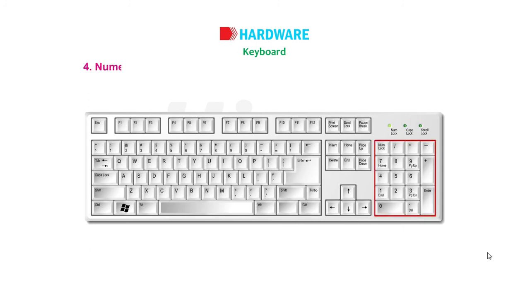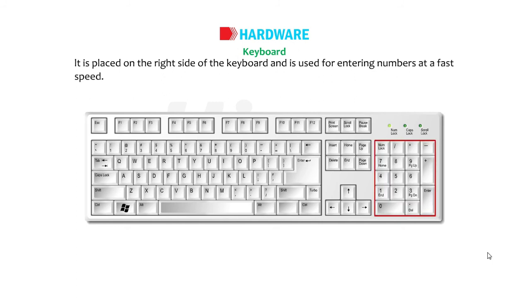Number 4. Numeric keypad. The numeric keypad consists of number keys from 0 to 9, the arithmetic operators, and the decimal point, similar to the keys of a calculator. It is placed on the right side of the keyboard and is used for entering numbers at a fast speed.